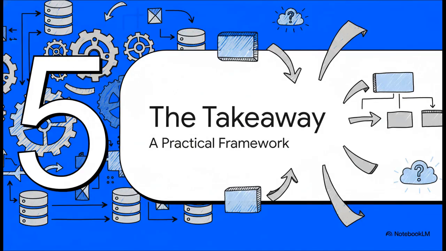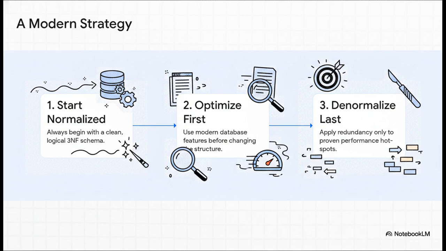Okay, that was a lot. So what's the takeaway? After all this, how do you actually make the right choice for your project? Let's boil this all down to a clear, practical framework that you can actually use. Here's the modern strategy, and it's basically a 3-step plan. Step 1, you always start with a clean, normalized design. That's your foundation. Get it right first.